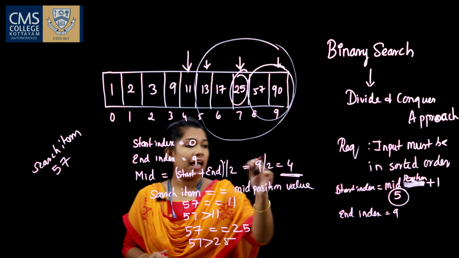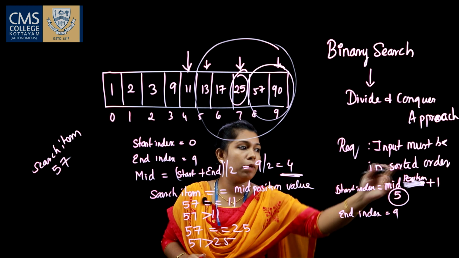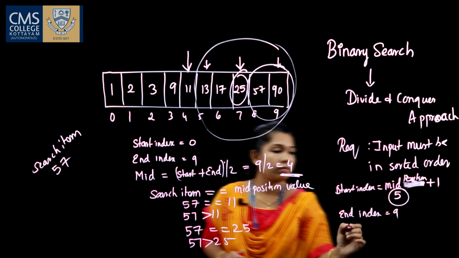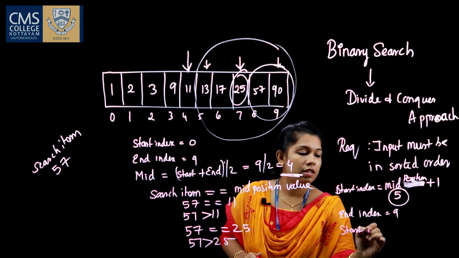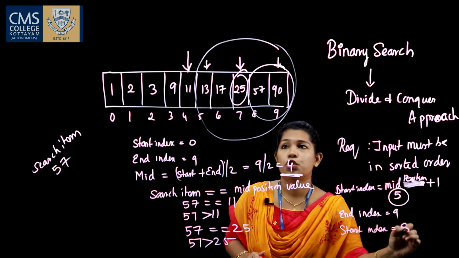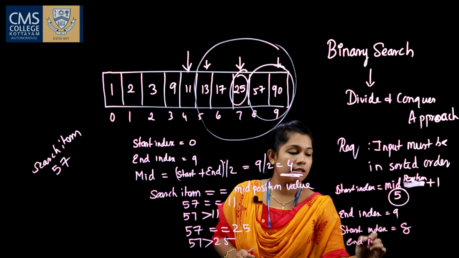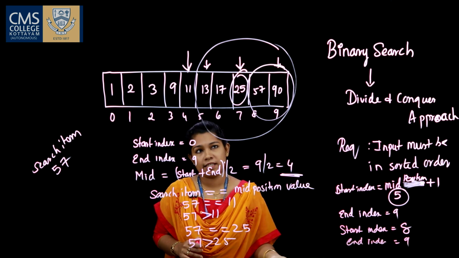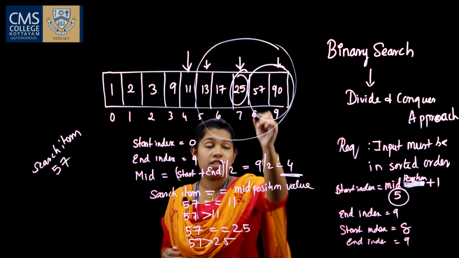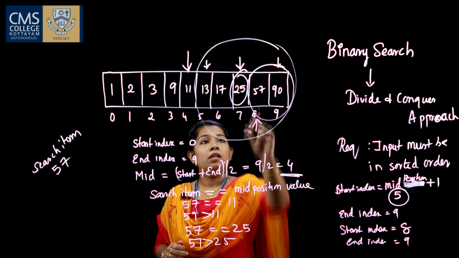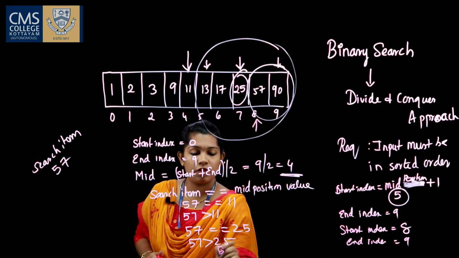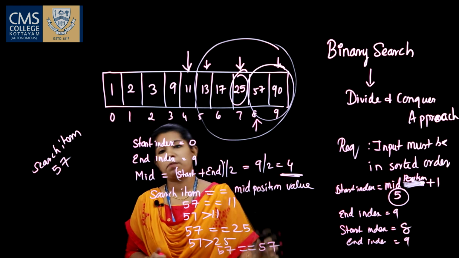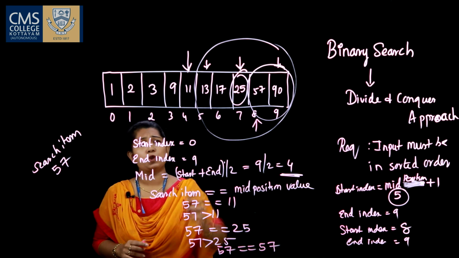So, again I will calculate the start index, mid position plus 1, that is mid position now becomes 8. Okay. Start index will become 8, then end index is 9. So, 8 plus 9 it is 17, 17 divided by 2 is 8. So, my mid value is 57. Now, I will compare 57 double equal to 57. I found a match. So, I will display the item is found in the position 8.